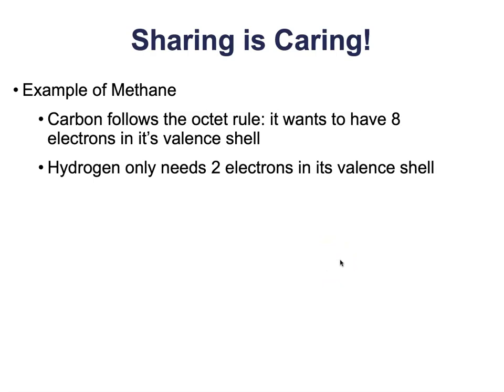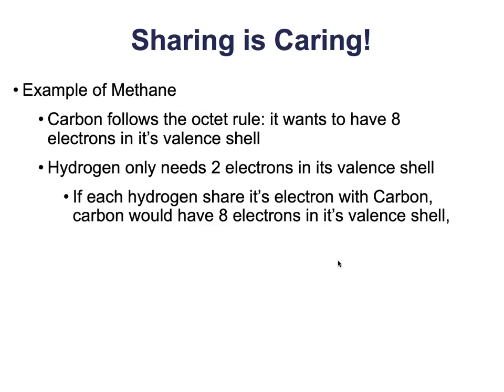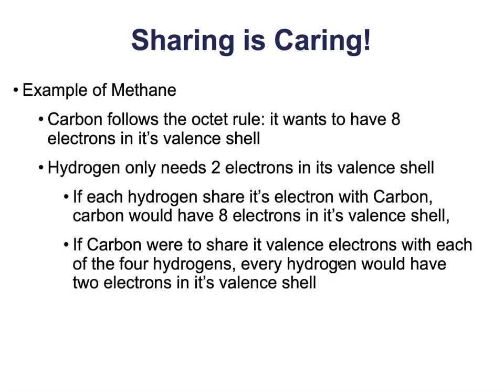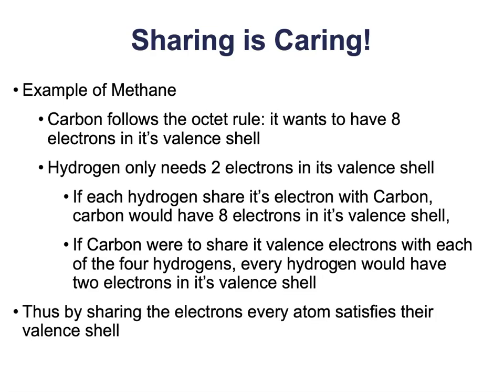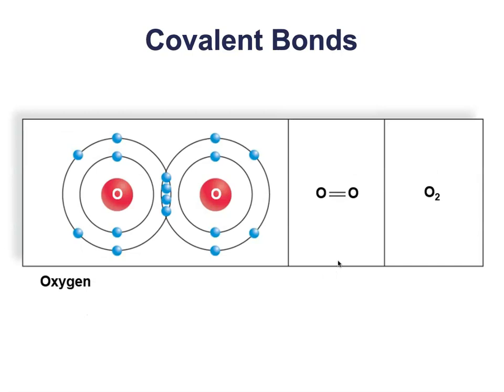Hydrogen only needs 2 electrons in its outermost shell. So if each hydrogen shares its electron with carbon, the carbon would have 8 electrons in its valence shell. If carbon were to share its valence electrons with each of those 4 hydrogens, every hydrogen would have 2 electrons in its valence shell. And in this way, they can both satisfy their outermost shell, or their valence shell.